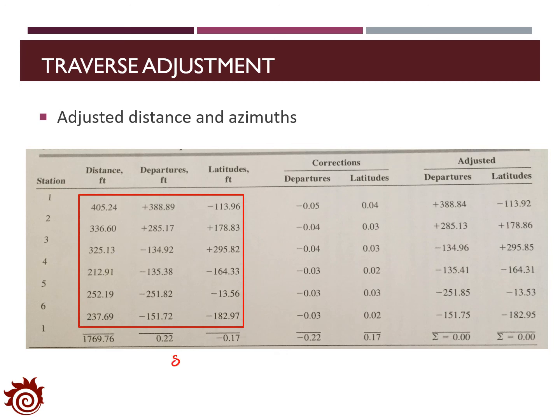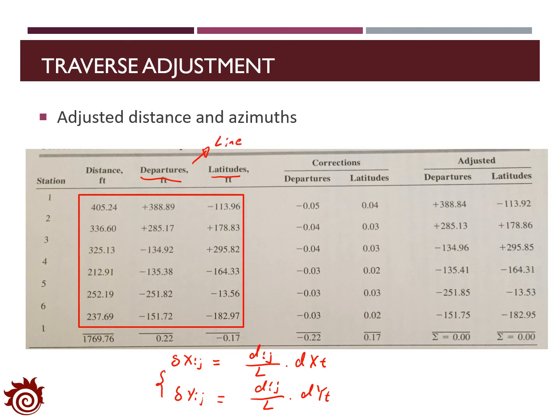That is delta xij equal to dij over L times dxt. Delta yij equal to dij over L times dyt. You should know that the departure and the latitude here is different from the one in the previous example. Here the departure and the latitude represent the value for a line instead of on a single point.